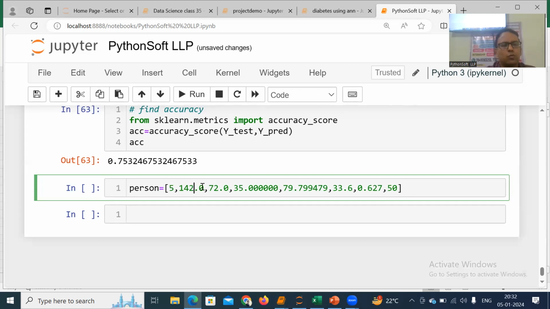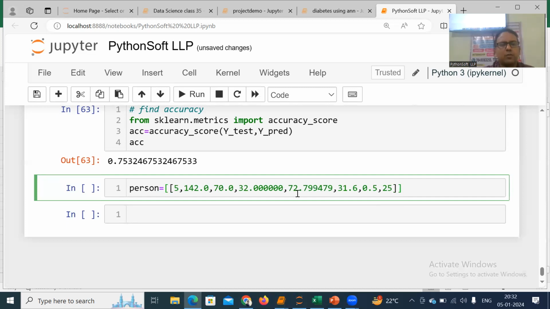148, let's say 143. 72, let's say 70. 35, let's say 32. 79, let's say 72. Are you getting? 33, let's say 31. 0.67, let's say 0.5. 50-year age, let's say 25. Ready?